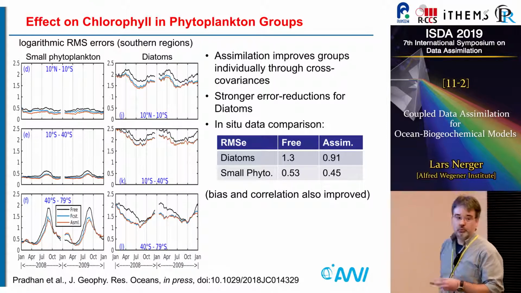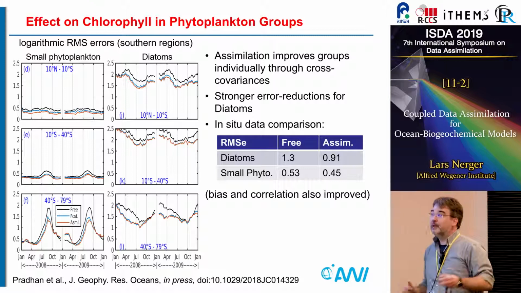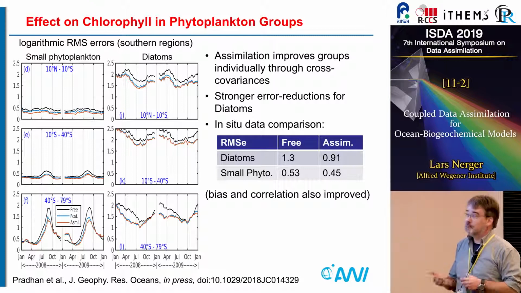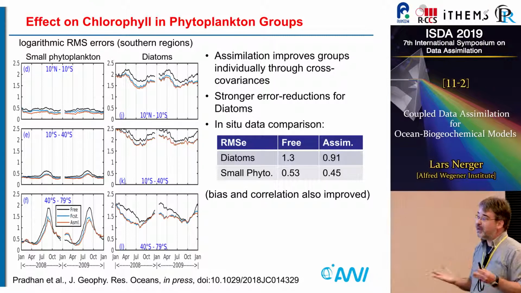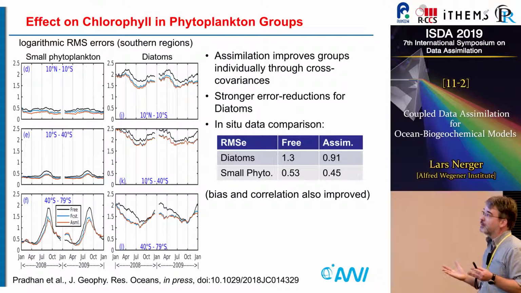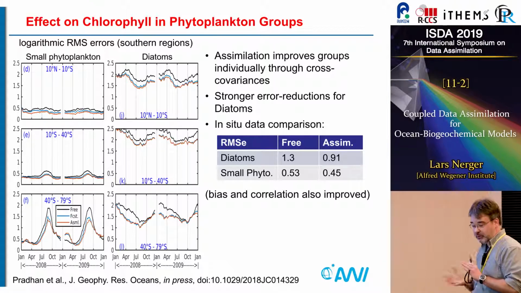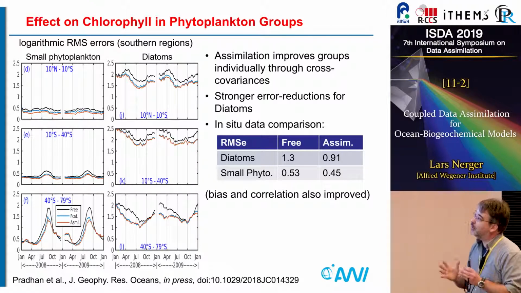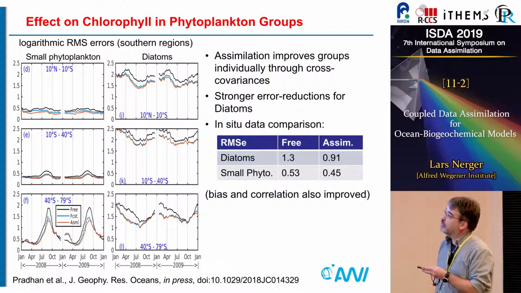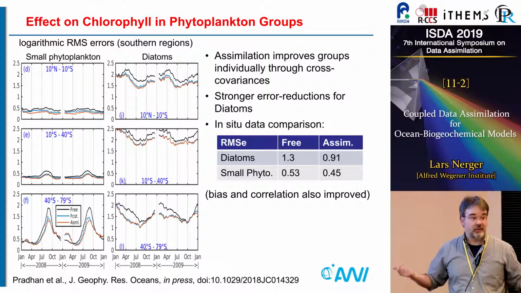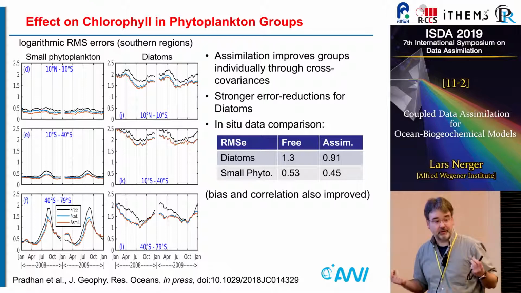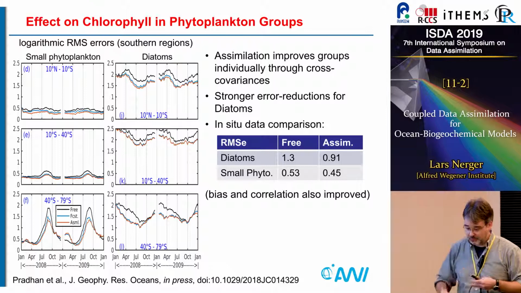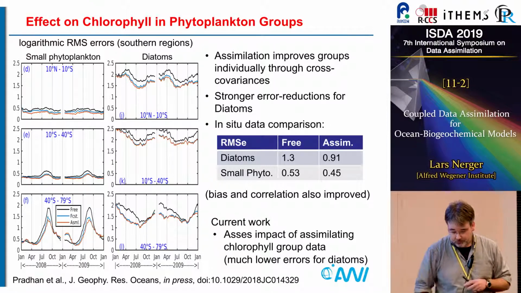Diatoms, you see an error of 2, a huge error, but still you can validate. You see it's getting better. You see also that the patterns globally are right. So the assimilation overall in this case works, in that we can constrain both groups by assimilating total chlorophyll. Also when we compare to in situ data, it's 1.3, more than 1 order of magnitude error without data assimilation. But that's reduced by the data assimilation.